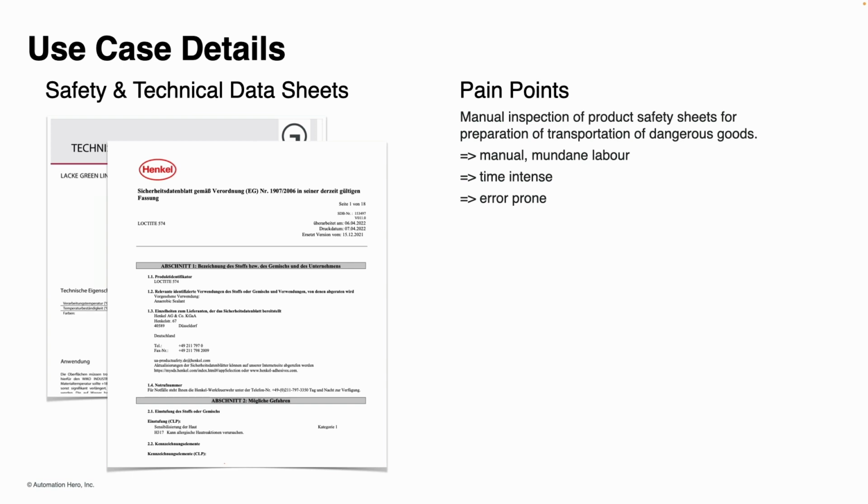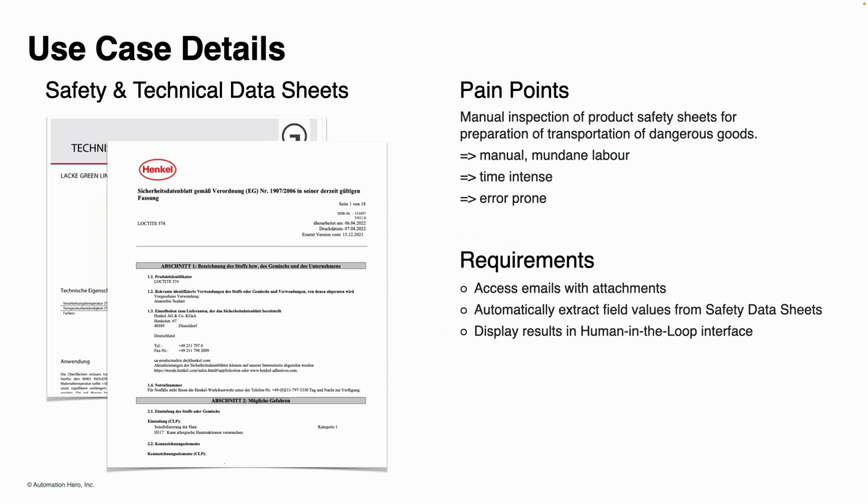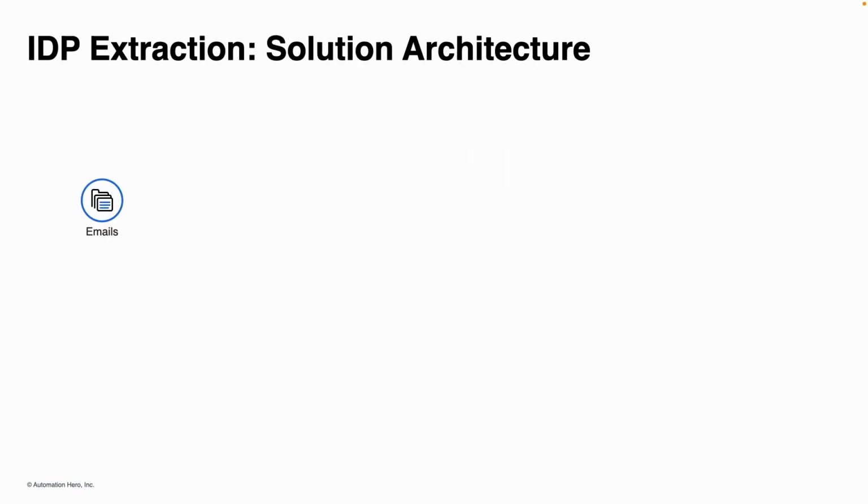Now, the pain point here for the business really is that the extraction of information from such documents is manual, mundane labor that is time intense, and also, because humans are doing this, is actually error prone. What we want to solve here with an automation is first of all, we need to access the emails where such documents come in as attachments. Then we want to use AI for the extraction, and we want to do this independent of the vendor and the layout. And then we also want to display the results in a human-in-the-loop interface just so we see if everything works as expected. Now let me walk you through the automation step by step.